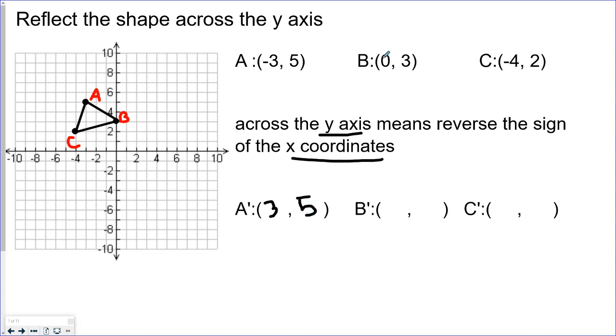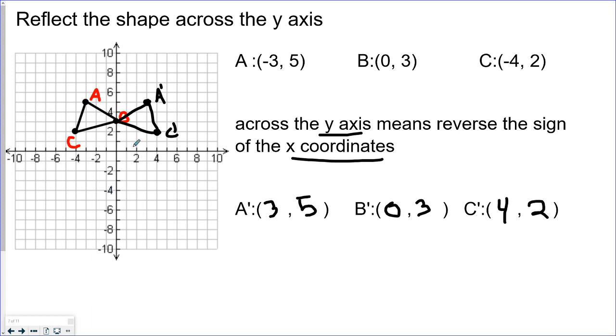0 is neither positive nor negative, so 0 is just going to stay 0, and the y-coordinate is going to stay the same. And here, -4 becomes +4, and the y-coordinate stays the same. So I have 3, 5, which is right here. That's A. And I have 4, 2, which is right here. And that's C. I should put prime here. And so this is my reflected triangle.